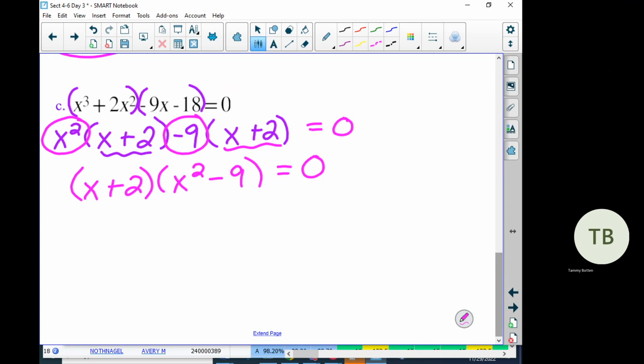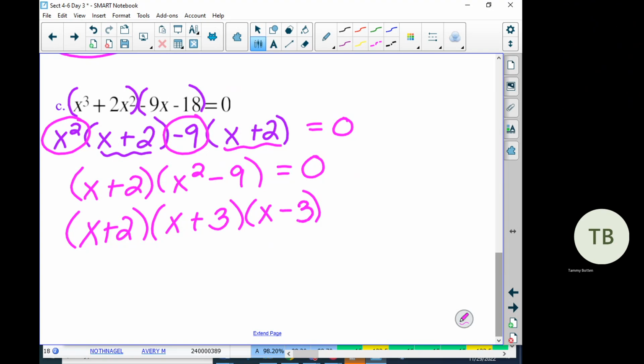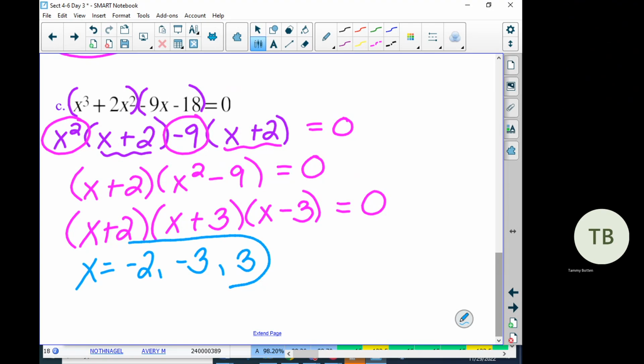Now, could I factor this one more? Yes, this is difference of squares. So what I have to do there then is say plus, minus, that's x squared, it's x and x. Square root of 9 is 3 and 3, and that equals 0. Now I'm to the point where I can solve. So here, x would be the opposite of this, which is -2. The opposite of this, which is -3. Opposite of -3 is 3.